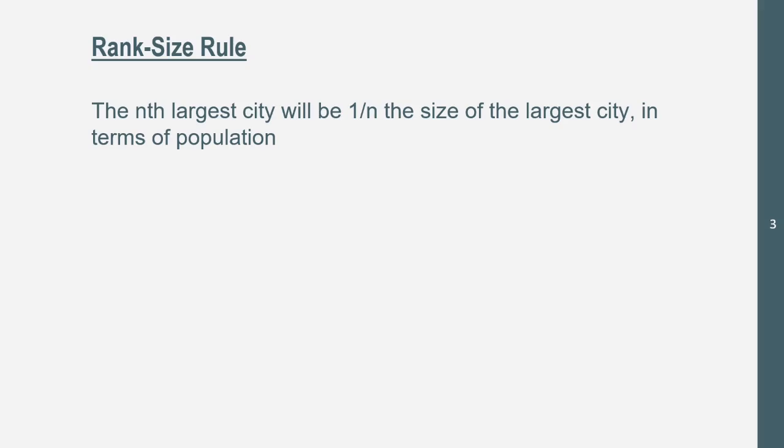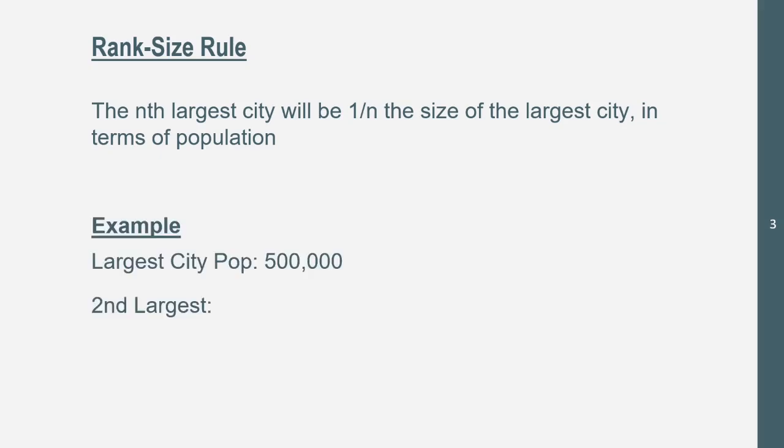So if you're a little confused, I'll give you an example. Here we have a country, and the largest city's population is 500,000. So we have the second largest. 2 is going to be n, so we plug it in: 1 over 2, which is equal to 1/2. So the population of the second largest city is going to be 1/2 of 500,000, which equals 250,000, and that's going to be the approximate population of the second largest city in this country.